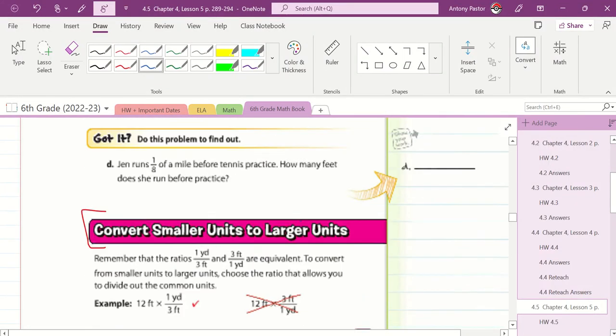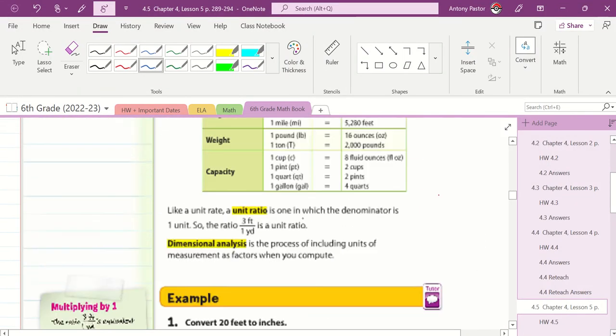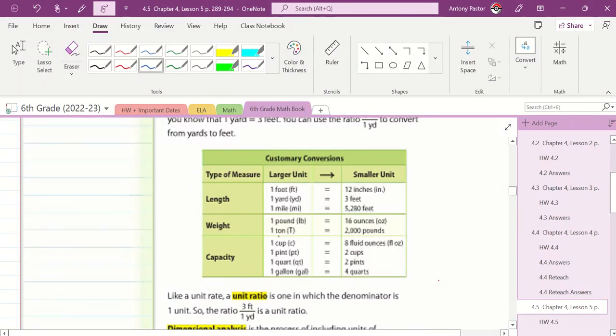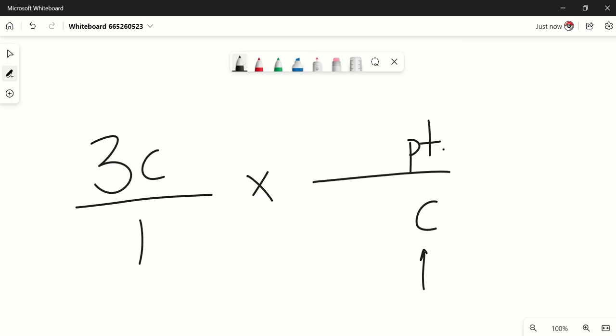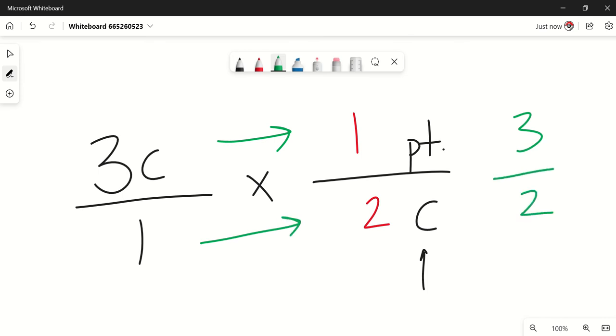So let's see. Cups to pints. 1 pint equals 2 cups. So this will be 2, this will be 1. Now we're going to multiply straight ahead. 3 times 1 is 3. 1 times 2 is 2. We are canceling out the cups because our answer is going to be in pints.